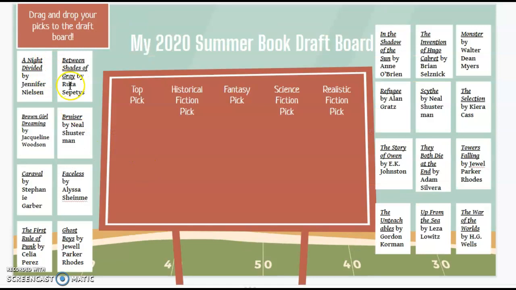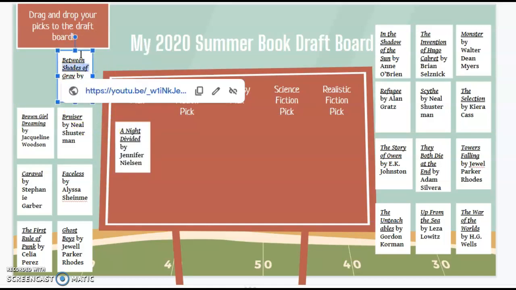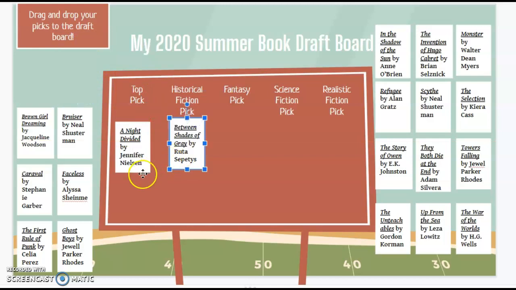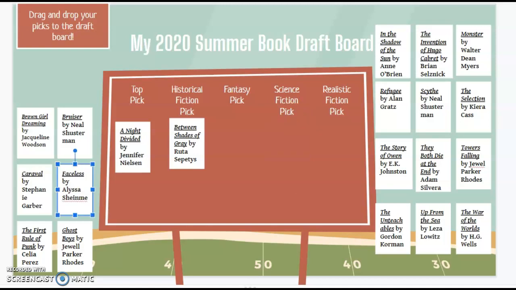So then on slide 6, you're going to actually drag and drop your picks. And the way that we're going to grade this, obviously, if you put Faceless right here as science fiction, that's not a science fiction novel. It has to match up with the genre that you put it in. Like Between Shades of Grey, that is a historical fiction novel, and I'll know that you know that if you watch the trailers and put it in the right category.